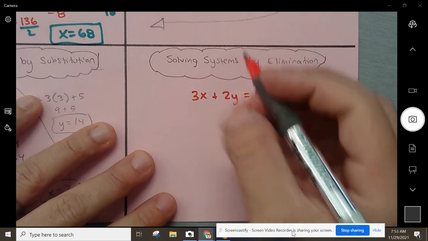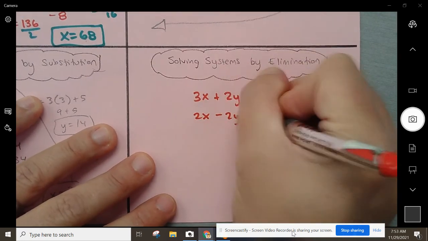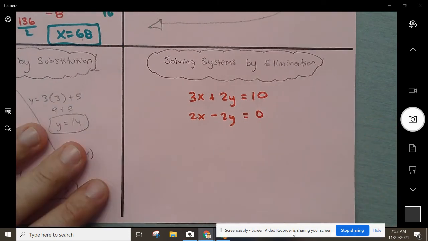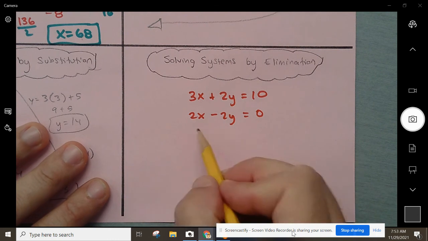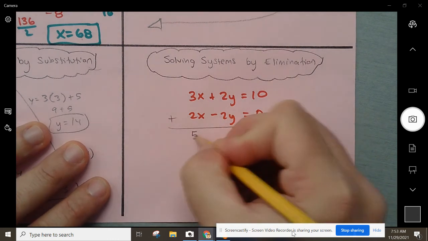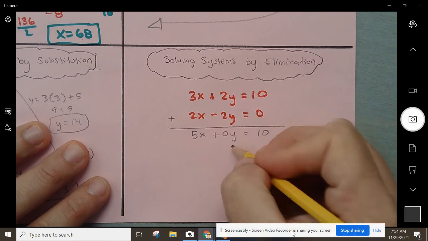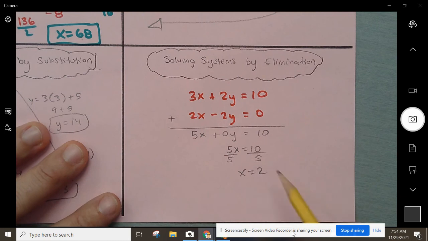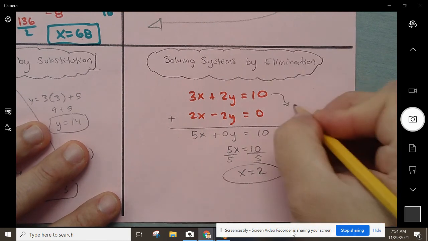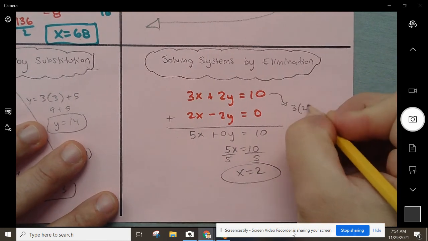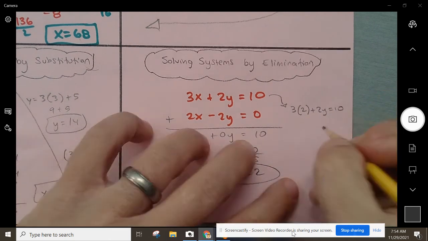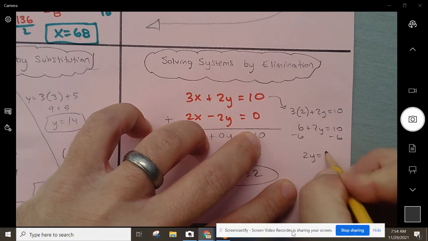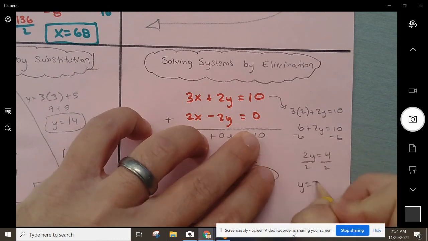All right, let's do the last one, elimination. Let's make sure we do, let's just say 2x. All right, and if we plug this in, try to solve this one for me. You're going to add down: 5x, 0y, 10. 5x equals 10, x equals 2. If x equals 2, let's write this equation out again, but instead of x, we're going to put 2. So now 6 plus 2y equals 10. Subtract 6, 2y equals 4. Divide by 2, y equals 2.